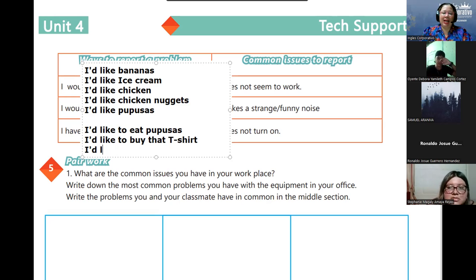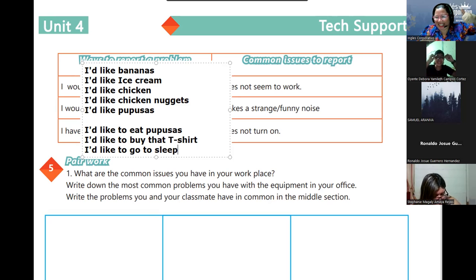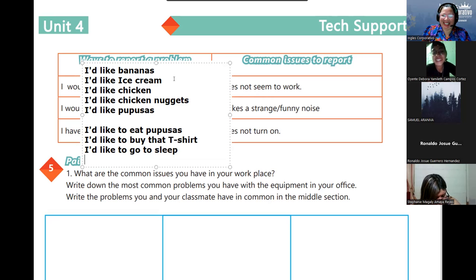Ok, so there it would be I'd like to... a ver, another quick idea before we go: I'd like to go to sleep. Right? Yes, teacher. Okay, I'd like to go to sleep. I'd like to hibernate like the bears, teacher. All right, there we go.